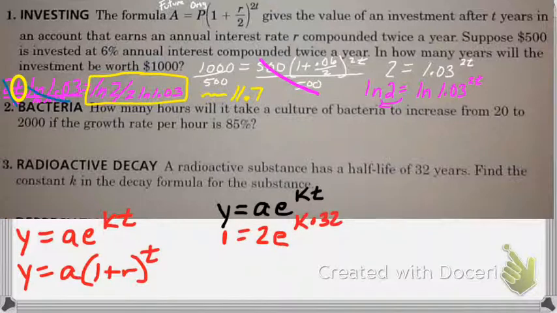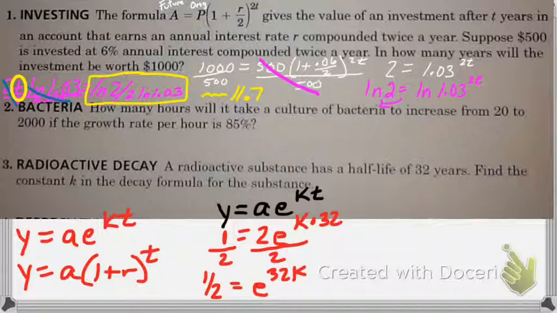This constant is basically a fancy way of saying rate. Okay? So I'm going to divide by 2. I'm trying to get the k by itself. And if I divide by 2, I get 1/2 equals e to the 32k. And no matter what amount you chose, like say I had 6 pounds of the substance, now I have 3. Well, the first thing you would have done is divide by 6 and had 3/6, and it would have reduced to 1/2 anyway. So we're just eliminating that reducing by picking 2 and 1.